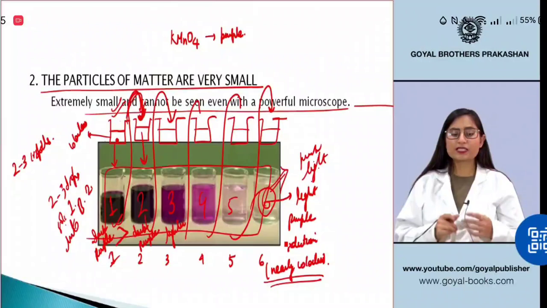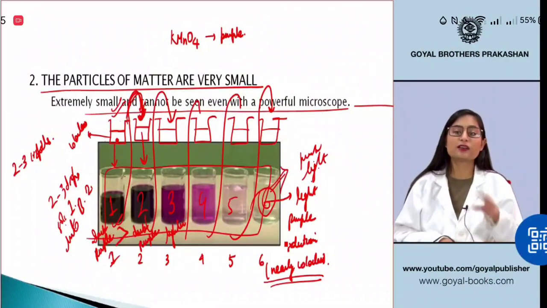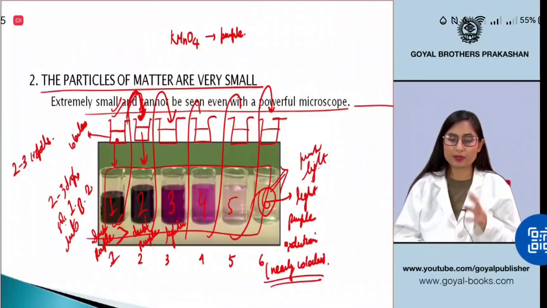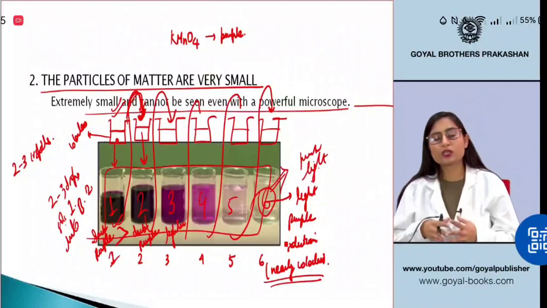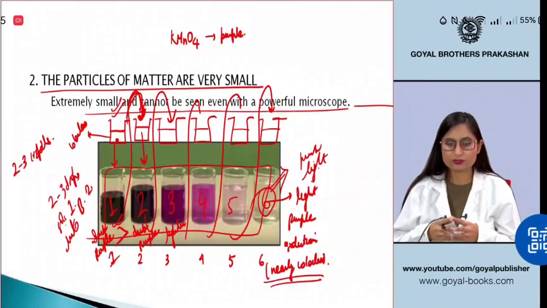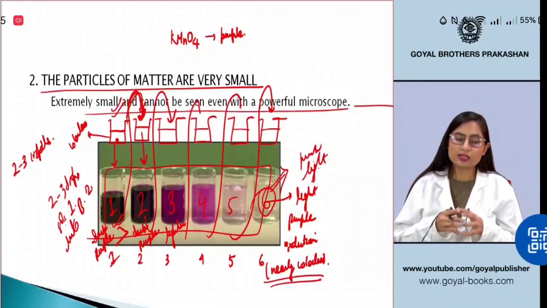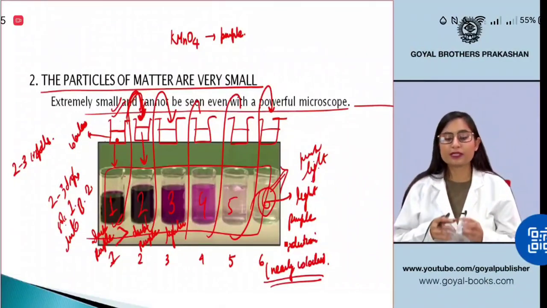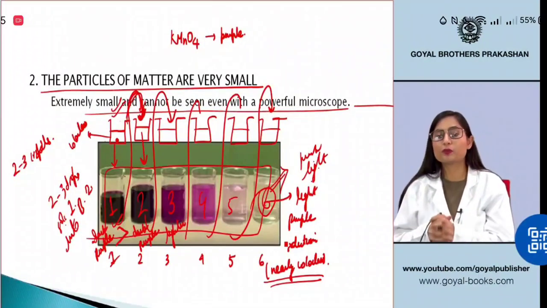Thus, we can say that there must be millions of tiny particles present in a small crystal of potassium permanganate, correct? That keep on dividing into smaller and smaller numbers with each dilution, therefore making the color of the solution lighter and lighter. Thus, we can conclude that matter is made up of extremely tiny particles that cannot be seen even with the help of a powerful microscope, correct?